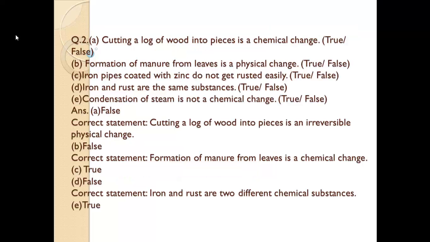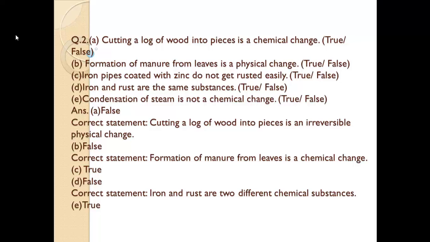Let's move to question number 2. Here is question number 2. So we have to write true or false. If the statement is false, we have to rewrite it as a correct statement. Okay. So the first one is cutting a log of wood into pieces is a chemical change. We know that it is a physical change. Cutting off a piece of wood, we are just changing the shape. So it is a physical change. Okay. So make it correct as cutting a log of wood into pieces is an irreversible physical change.